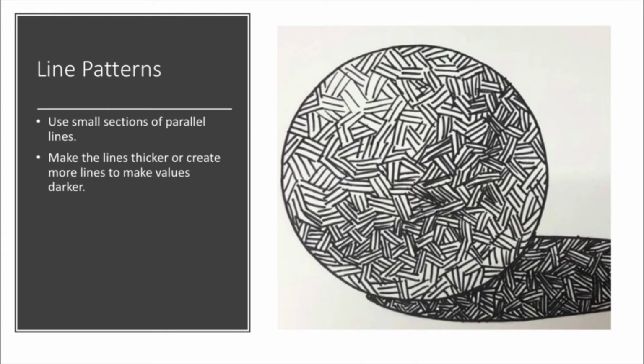Then there are line patterns, which is also kind of like hatching or cross-hatching. You use small sections of parallel lines, and you can also make the lines thicker or create more lines to make the values darker. As you can see in this example, the shadow underneath the ball is much darker than the shadow on top of the ball, on the ball.